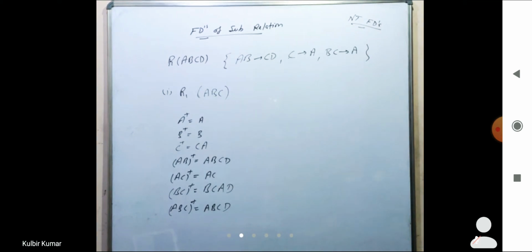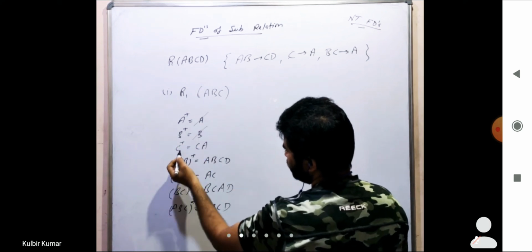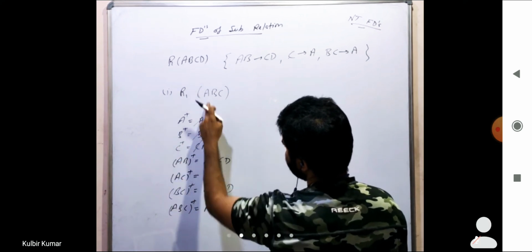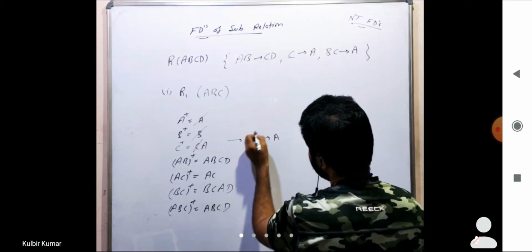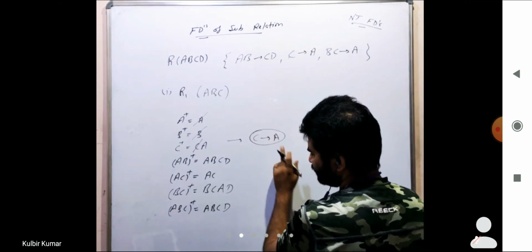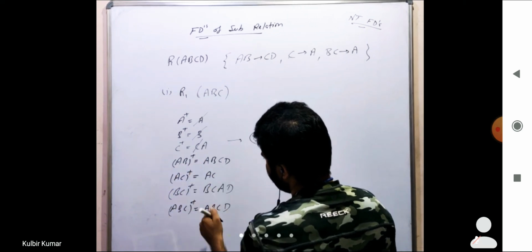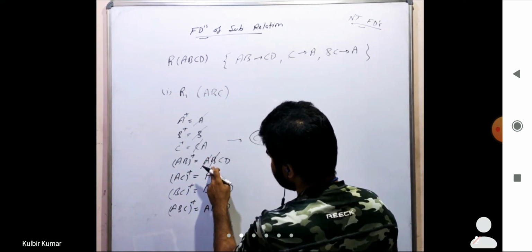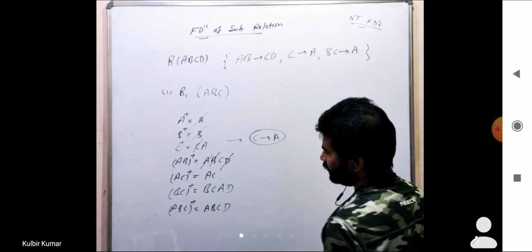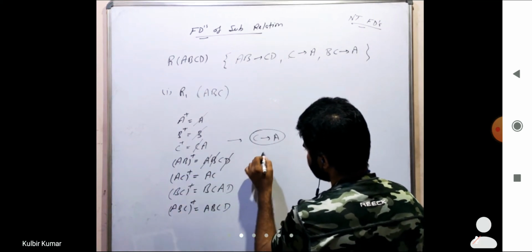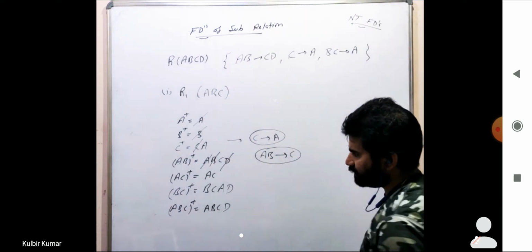After that, what can be the possible case? A goes to A is a trivial case, we cannot take. B goes to B, trivial case. C goes to C, trivial case. A belongs to the relation, yes. So here it is possible that C goes to A. C goes to A is also a non-trivial case. What about the next one? AB closure: AB is the trivial case, and D is not in the relation, so we cannot take this one. So AB goes to C is a possible case, and it is also non-trivial.